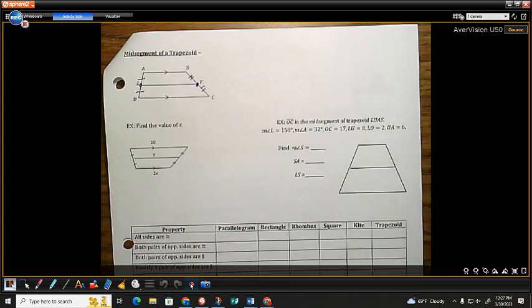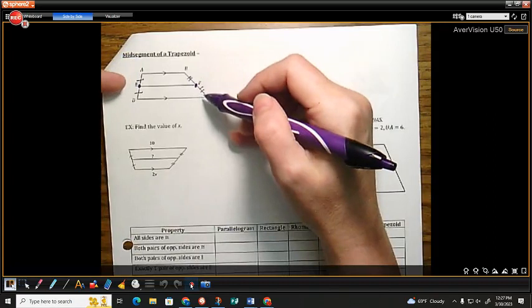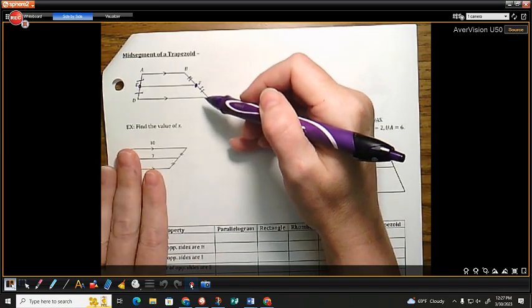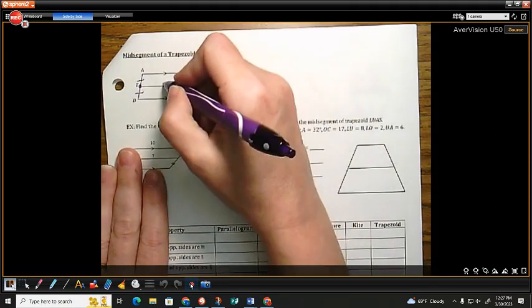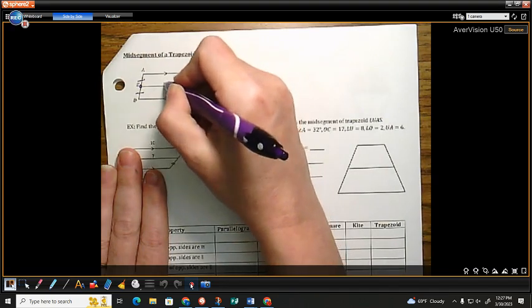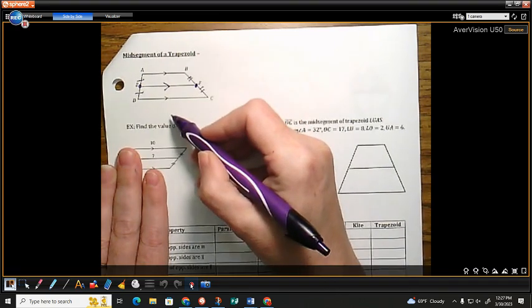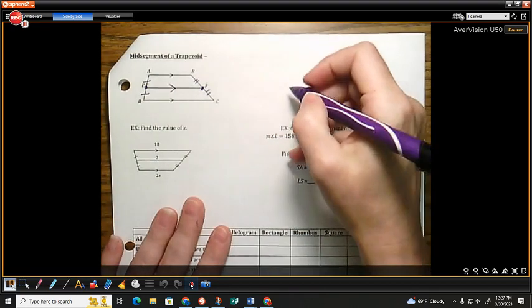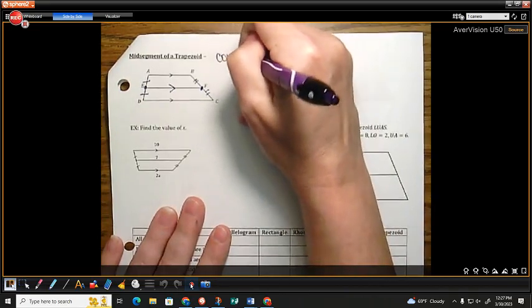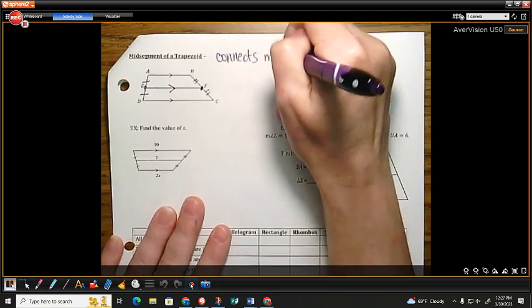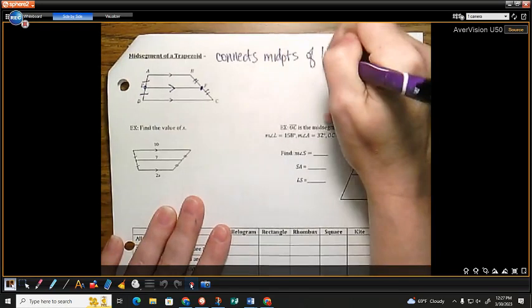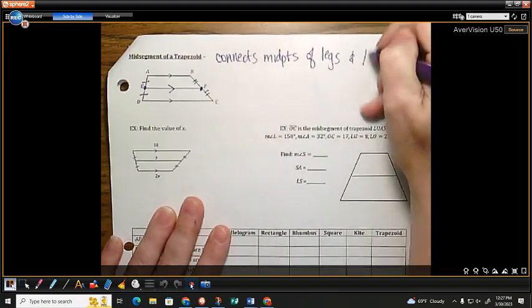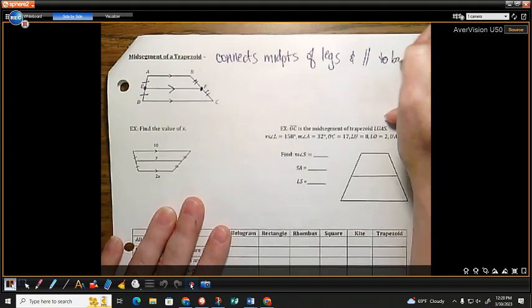We did this back in our triangles unit. What was the special thing that happened when you did a mid-segment in a triangle? Like in half, I think. Well, it cut those in half, but what else magic did it do? It was parallel to the base. But this one has two bases. So it's parallel to both. So it connects midpoints of the legs and is parallel to the bases.